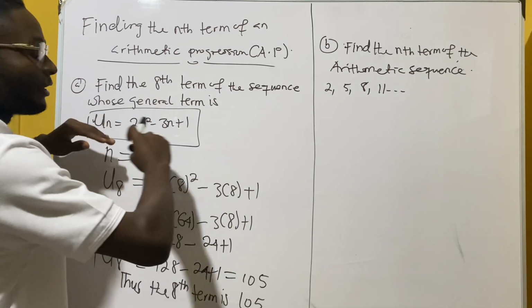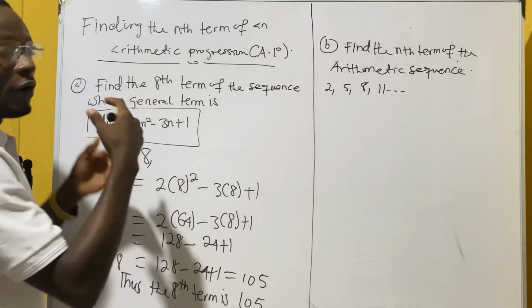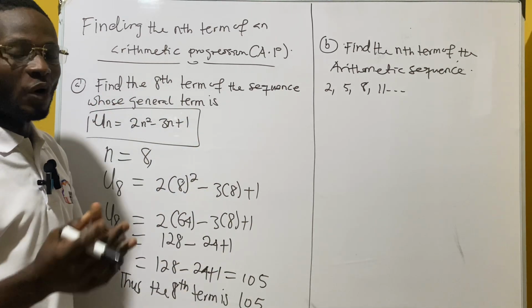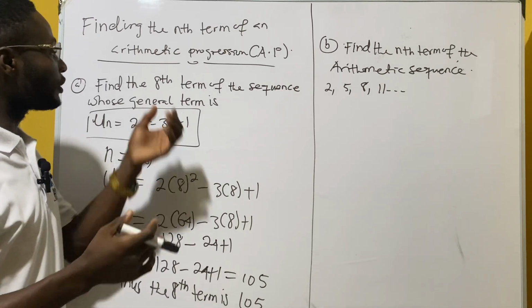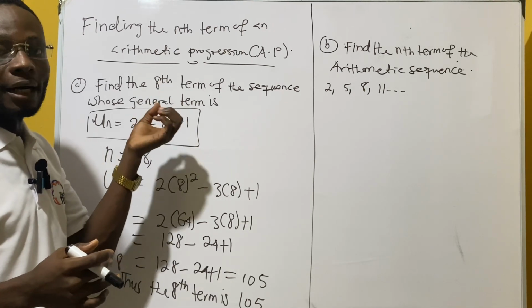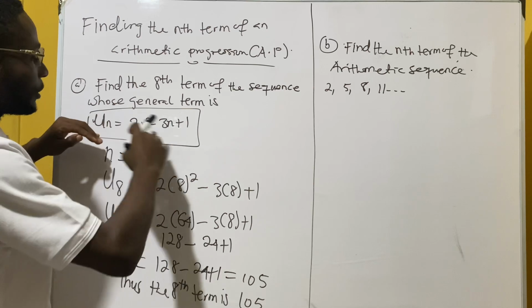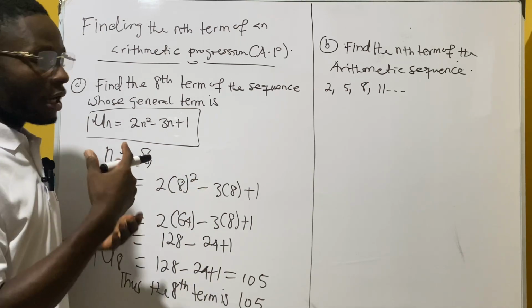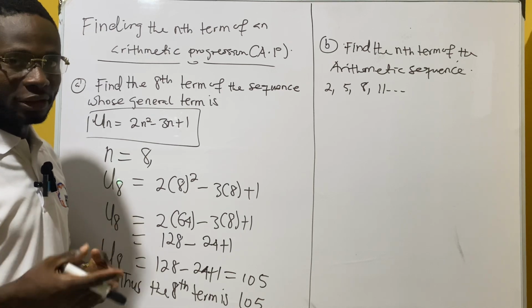So that is the process. Once you have been given the general formula or the general term, and you have to find the eighth term, whatever term they ask you, just know that that particular number is your n. Just substitute into the general term, then you can find the particular term you are interested in.